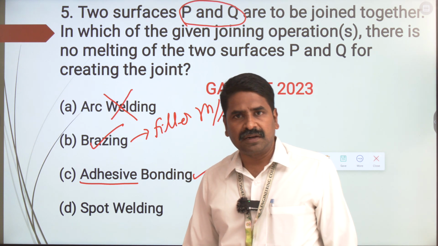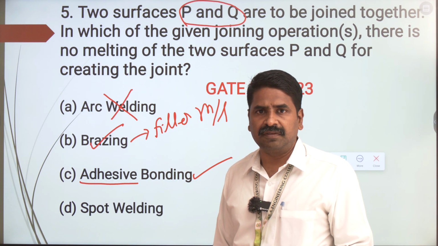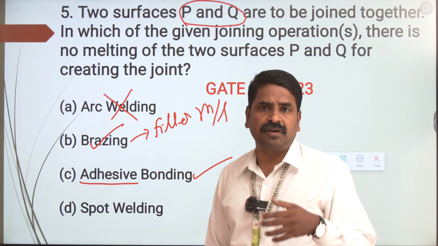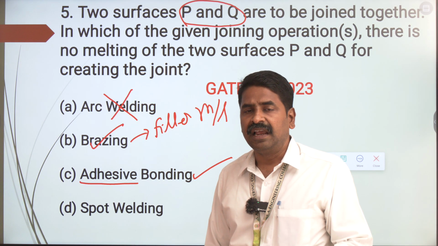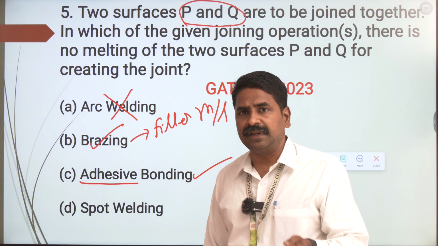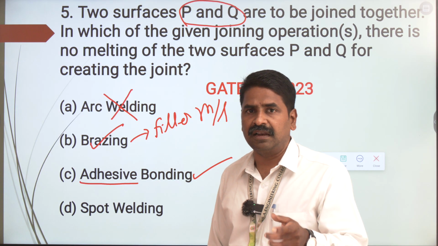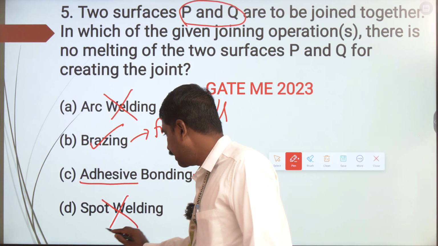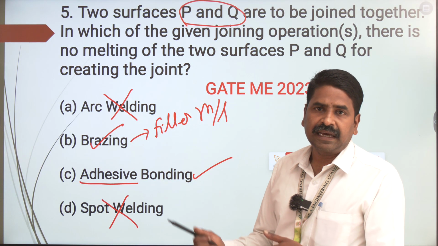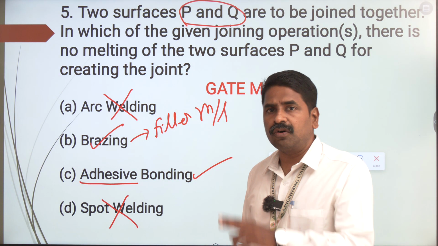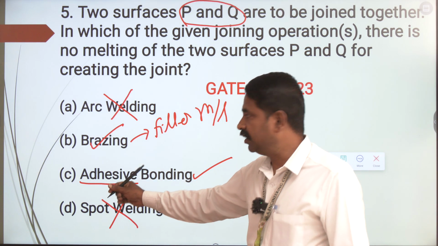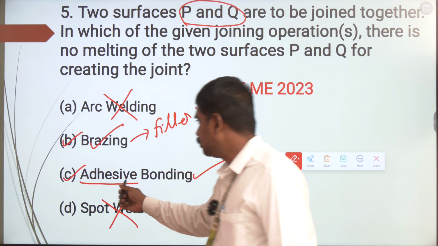Next comes spot welding. As I already told you, spot welding is a category under resistance welding. So here the joint takes place by electrical resistivity, and joining of the material takes place by melting the base metal. So here P and Q will get melted. So this is not going to be the correct answer. So you are going to have two correct answers: one is option B, brazing, and another is option C, adhesive bonding.